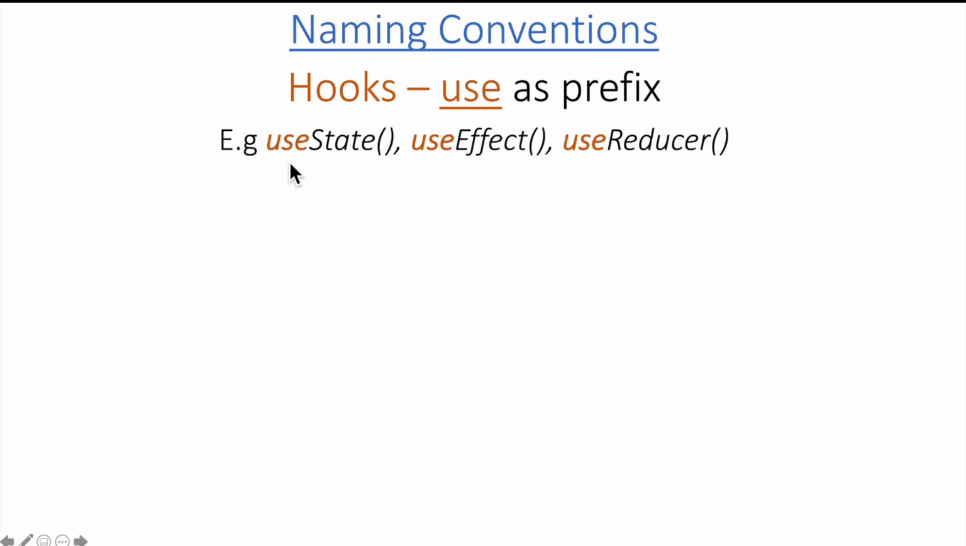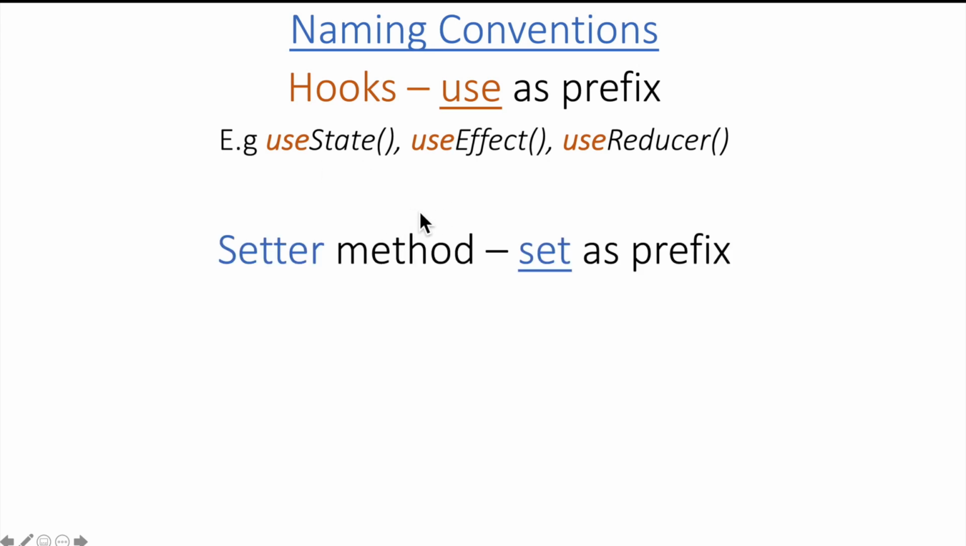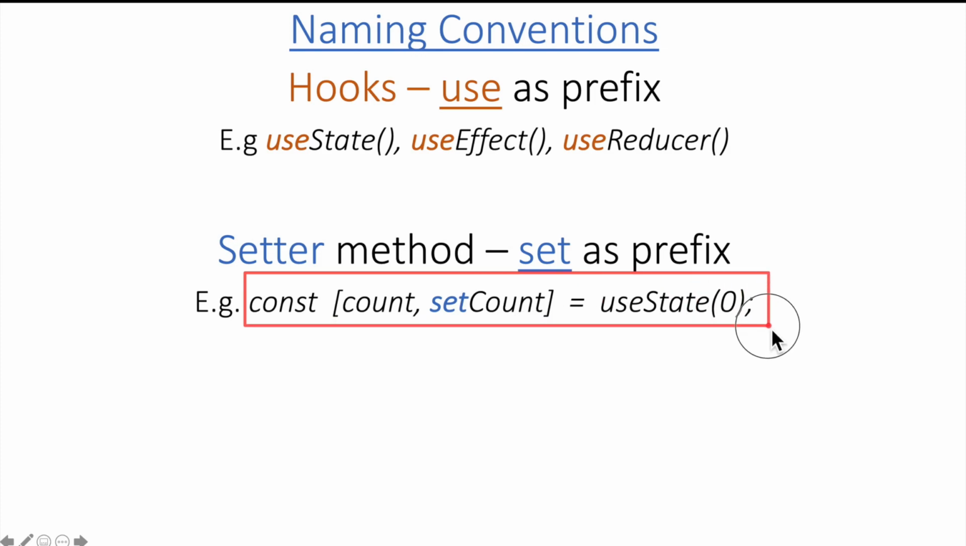Before concluding our first example, I want to mention a couple of points about naming conventions. Hooks usually have use as prefix. For example, useState, useEffect, useReducer. These are hooks that React gives us, and you can see that all of them have use as a prefix. And when we assign names to our setter methods, we usually use set as prefix. For example, in this line of code, you can see that the name setCount has set as a prefix.